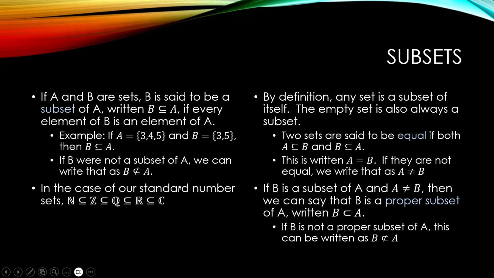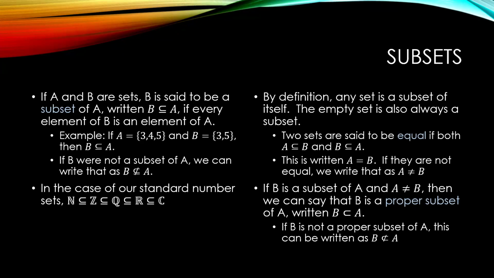If B were not a subset of A, we can write that as B is not a subset of A, or B is not contained within A. In the case of our standard number sets, the natural numbers are contained within the integers, are contained within the rationals, are contained within the reals, are contained within the complex numbers. By definition, any set is a subset of itself because they contain all the same elements. The empty set is also always a subset.